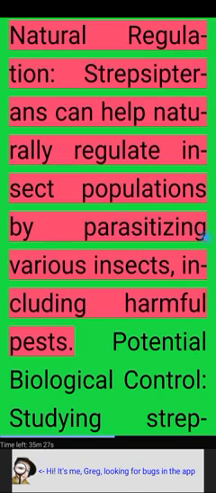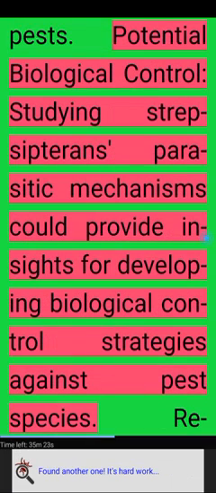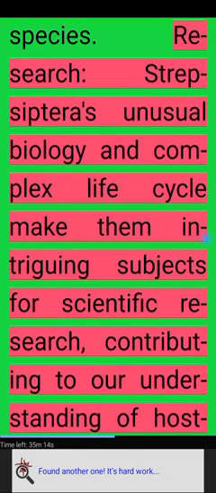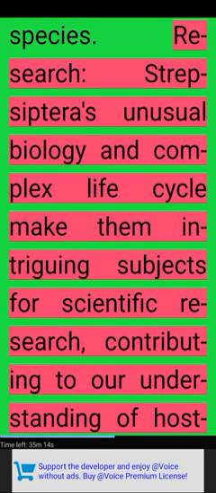Economic importance. Natural regulation. Strepsipterans can help naturally regulate insect populations by parasitizing various insects, including harmful pests. Potential biological control. Studying strepsipterans' parasitic mechanisms could provide insights for developing biological control strategies against pest species. Research. Strepsiptera's unusual biology and complex life cycle make them intriguing subjects for scientific research, contributing to our understanding of host-parasite interactions and evolution.